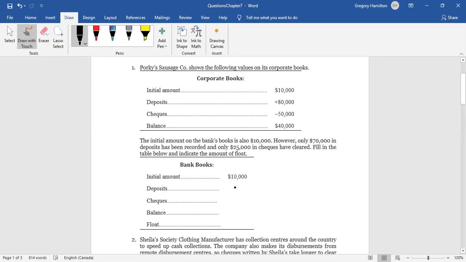All right. So the question is asking us to find the float, right? So we're just going to put in the numbers that we have. At the top of the question is the corporate book. At the bottom would be the bank book, and the difference between the two would be what represents the float. So what we're going to do is put here what the total deposit is. It says, however, only $70,000 deposit has been recorded, so that's in the bank account. So therefore, here it's going to be $70,000.